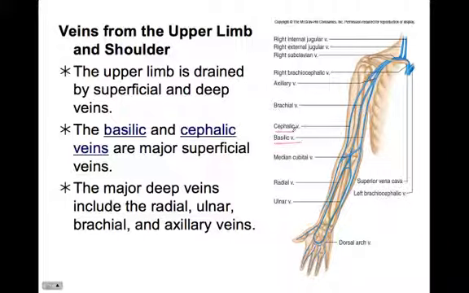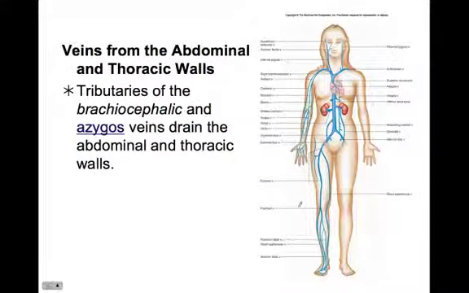And the major deep veins include the radial, ulnar, brachial, and axillary veins. So some common themes here from what we saw in the arteries. Those are the only ones that you need to know in the shoulder and upper limb. Go ahead, add them to your outline now. Go to Anatomy and Physiology Revealed, find them there. Then we'll move on to the next section where we look at the veins of the abdominal and thoracic walls.